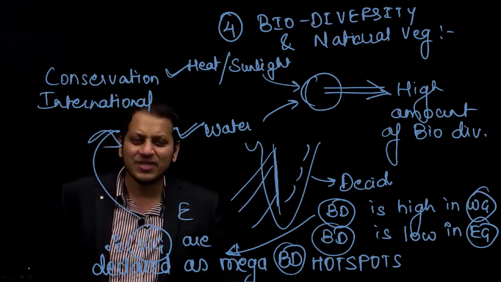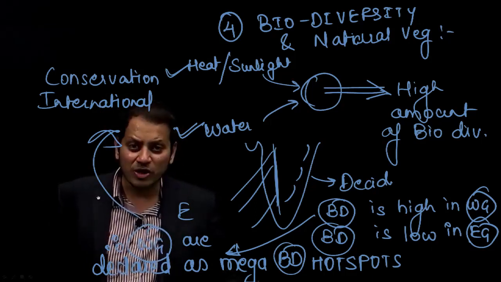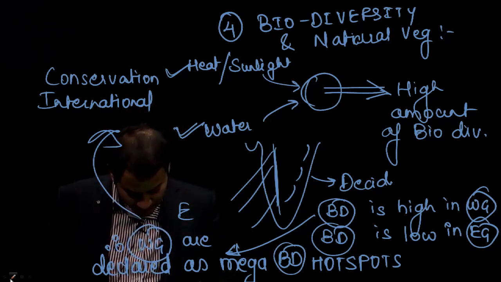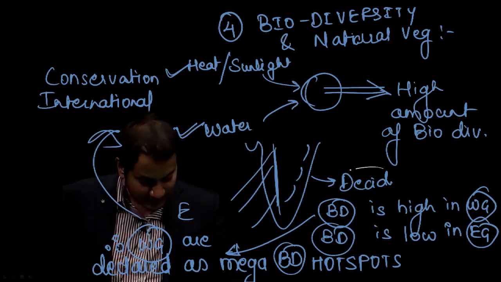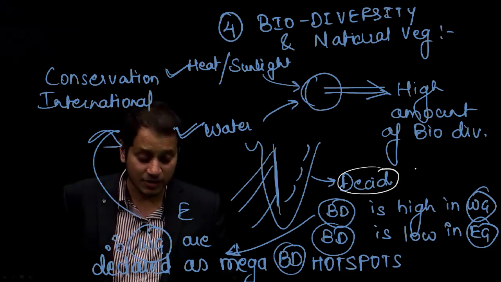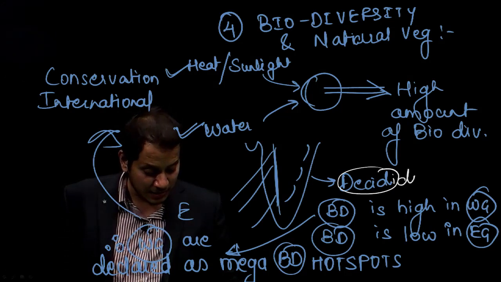On the other hand, because the Eastern Ghats have low biodiversity, they have deciduous forest. Which forest? Deciduous forest.